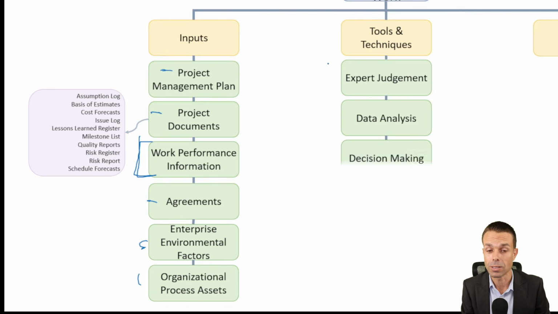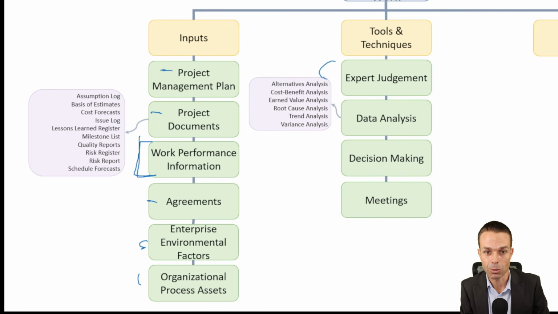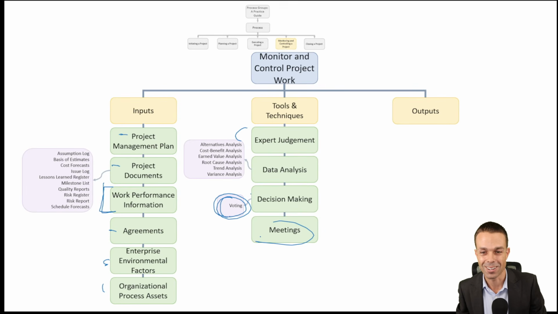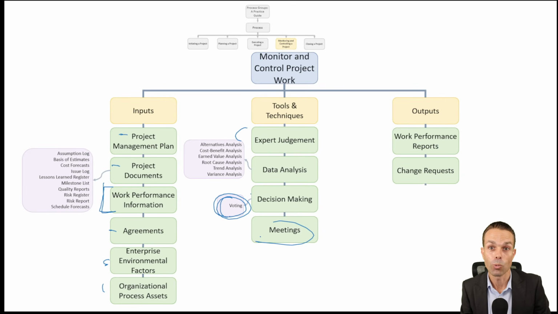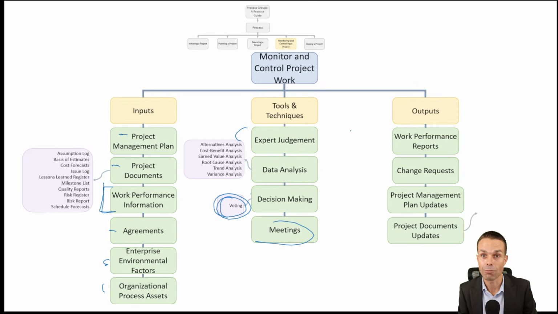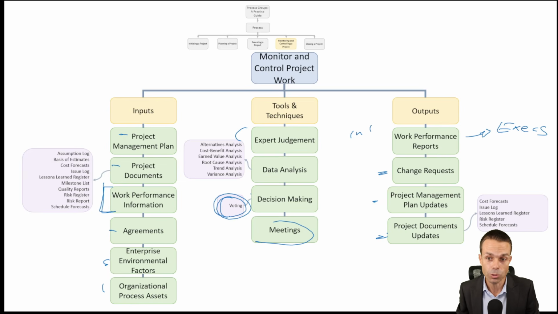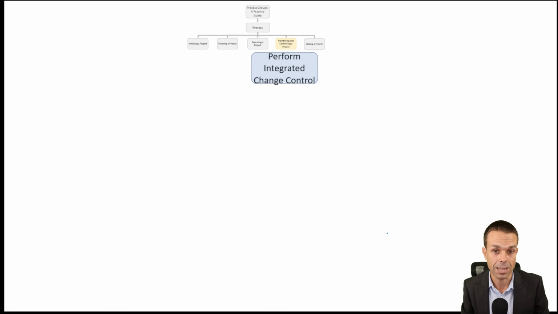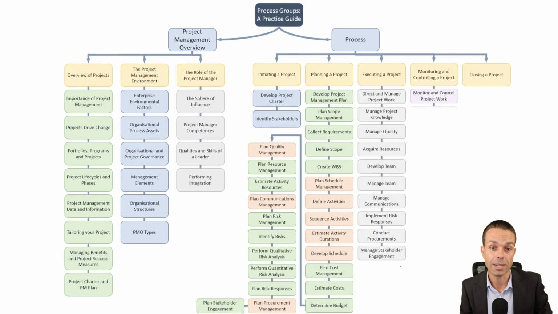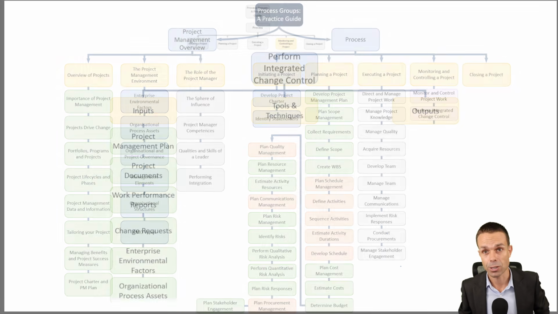Tools and techniques we're going to need are expert judgment from the right people, data analysis, decision making, and meetings to tie it all together. Outputs, work performance reports. So we turn that information into reports that go to executives or stakeholders in our project. Change requests, project management plan updates, and project documents updates. So for any issues or cost forecasts that we need to be updating. We also want to perform integrated change control, which is our change control process.